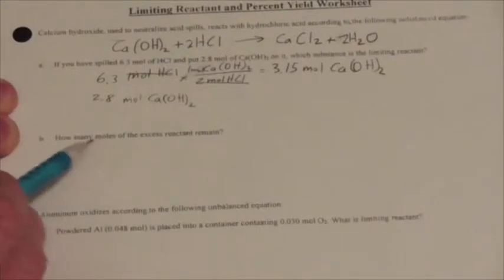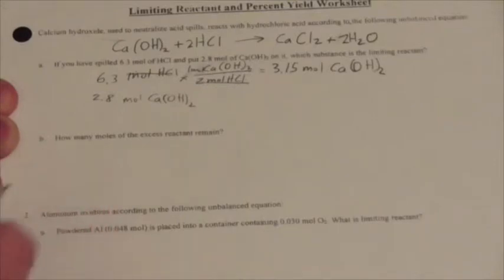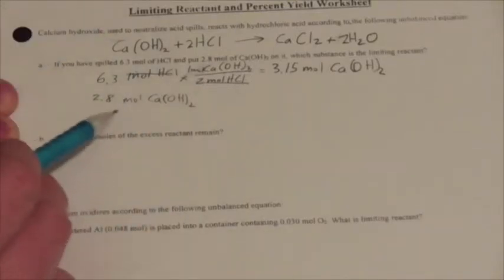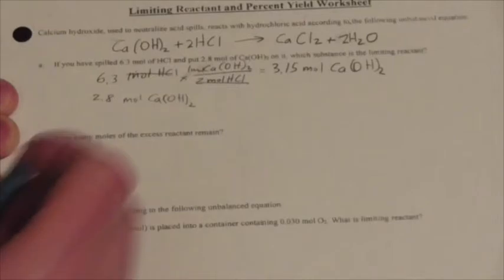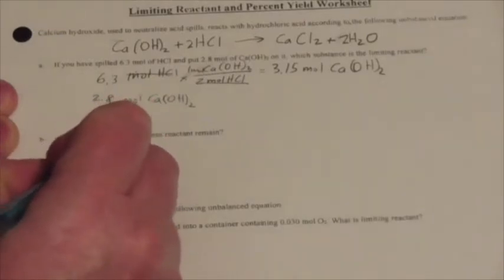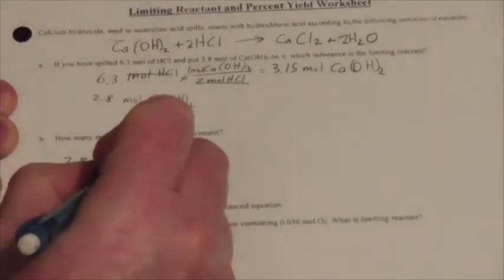And then it says how many moles of excess reactant remain. So in this particular case, I have to first figure out how much of the reactant is used up. So I would do 2.8 moles of calcium hydroxide.